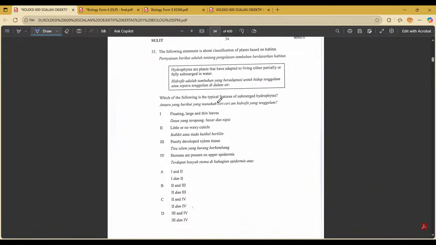Which of the following statements is true about the classification of plants based on habitat? Hydrophytes are plants that have adapted to living either partially or fully submerged in water. Which of the following is the typical feature of submerged hydrophytes? Floating, large and thin leaves. Stomata present on the upper epidermis.